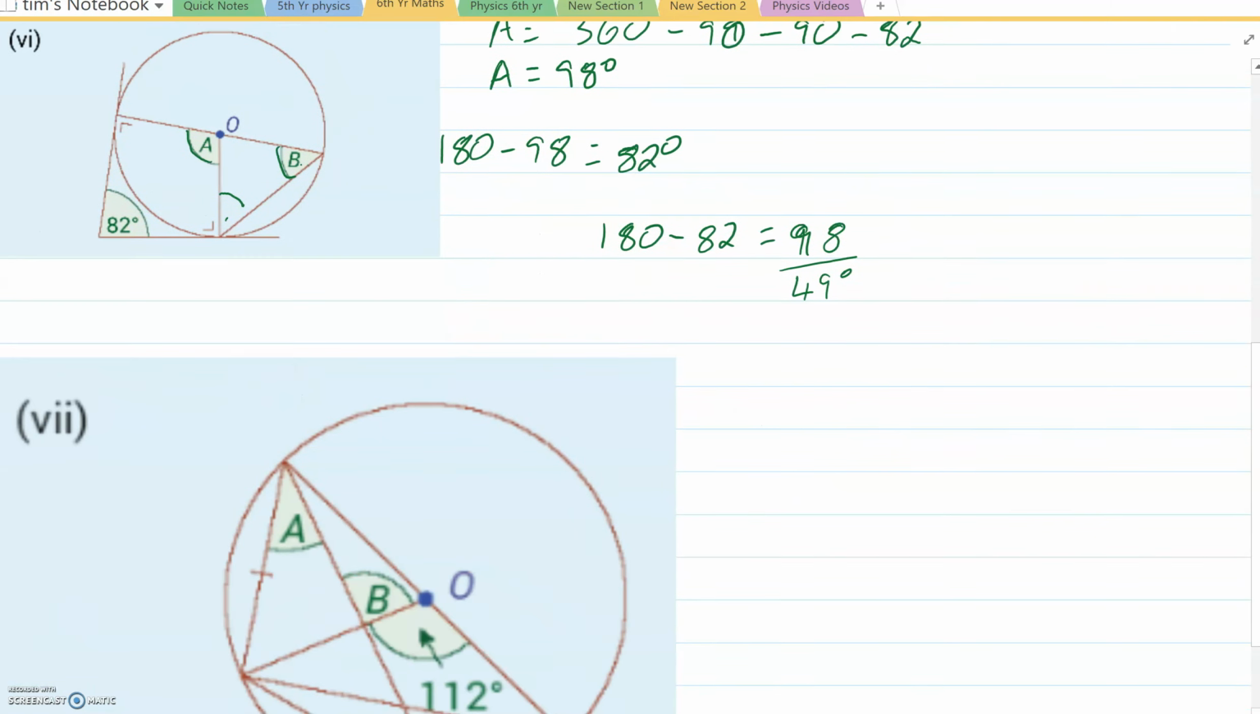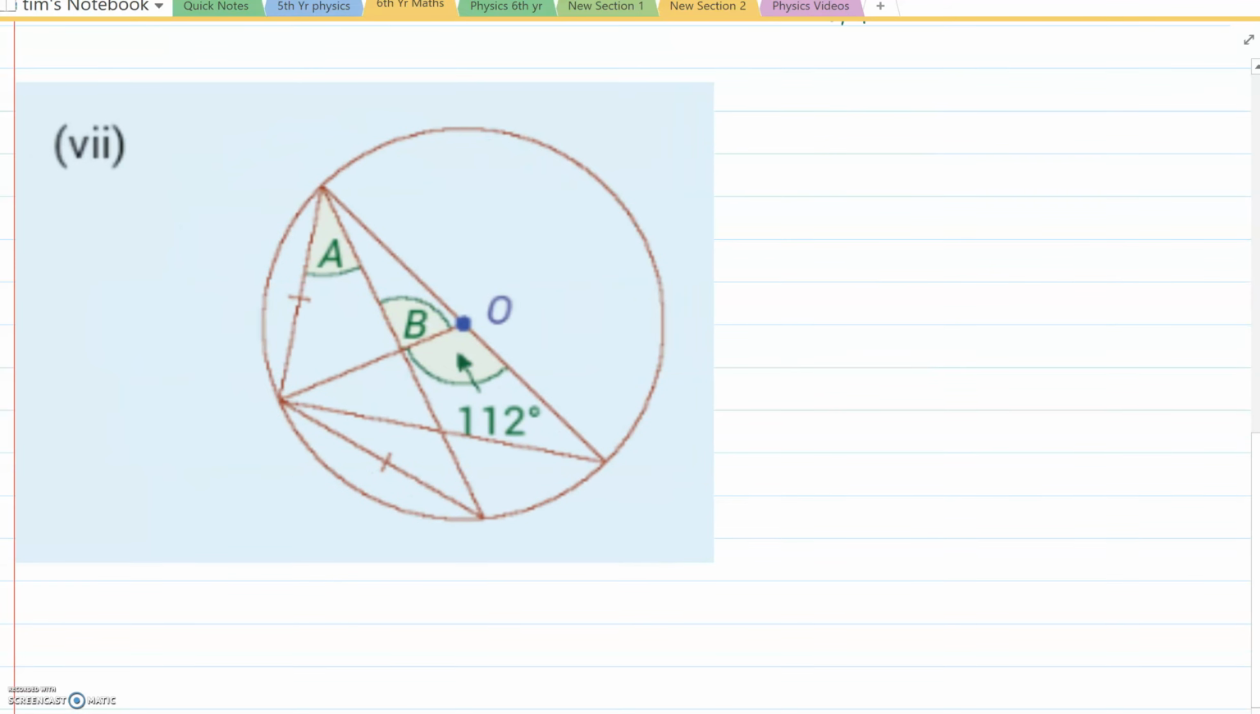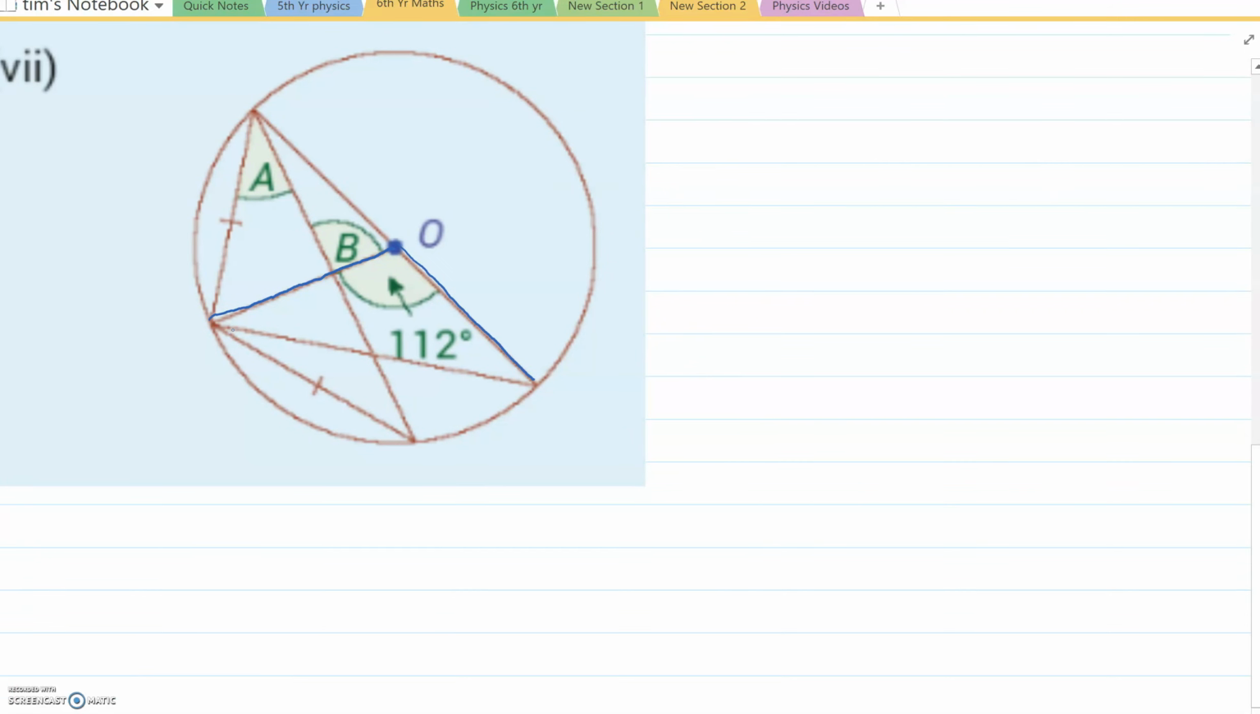So the last part, I've given extra space for this because this is definitely the most complicated one. You are given one angle and you have to work out what A and B is here. Now there's a few things that you have to spot before you go on with this. And the first thing is that this line here is a radius. Okay, so when you look at this, what I've done in blue, that is an isosceles triangle. And they don't tell you that in the question.